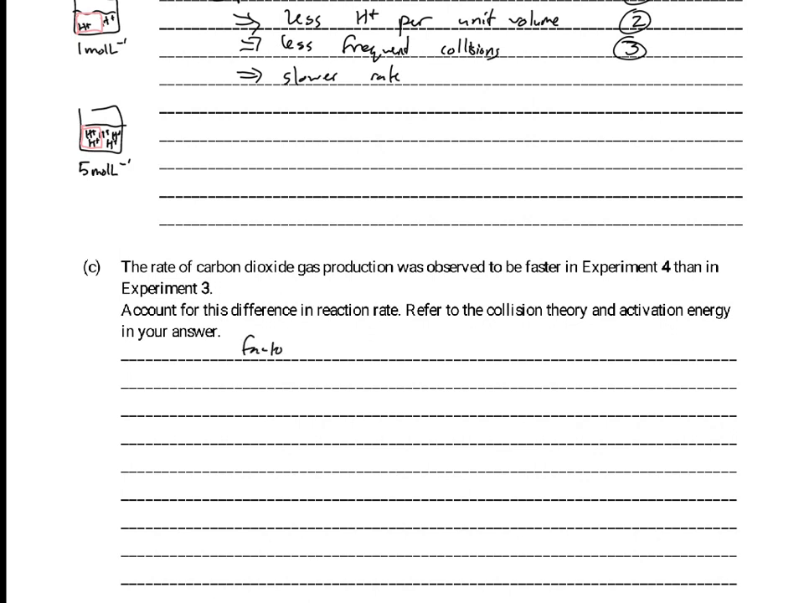So the factor is temperature. Okay, and we're told that the rate of reaction is faster in experiment 4. So experiment 4 has higher temperature. Okay, when you change temperature, there's 2 key ideas that you have to actually talk about. So number 1, because it is hotter, it means particles move faster. And if particles move faster, you get more frequent collisions.